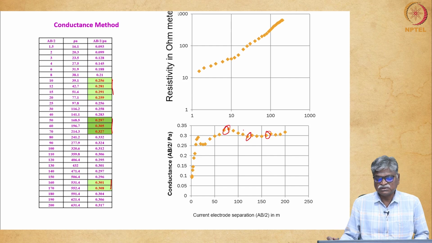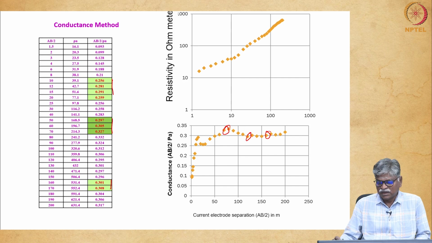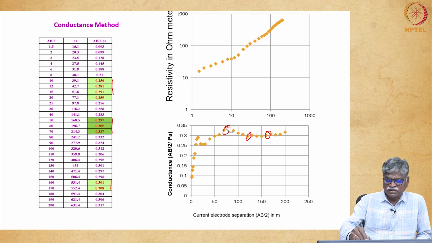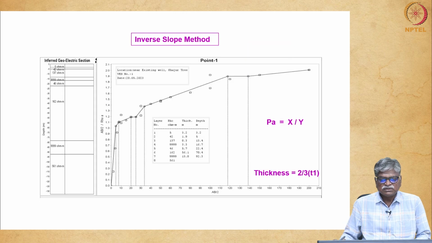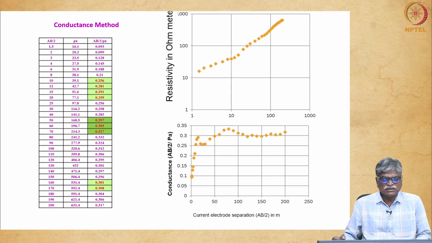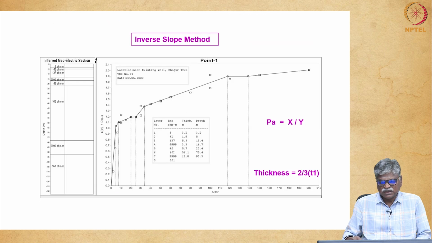Your conductance zones, we can interpret easily. We can give the site also. That is also inverse. That is what I told, that conductors was nothing but the inverse slope method. With this inverse slope method also we can decipher the first layer, second layer, third layer. This also we can find out.